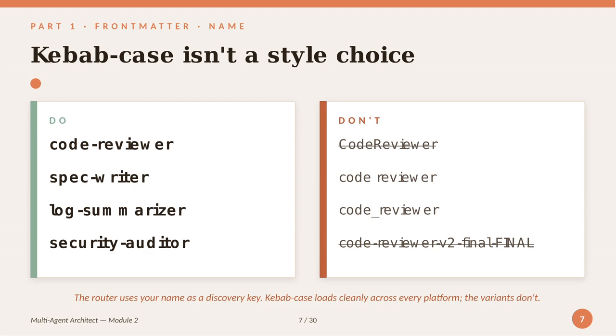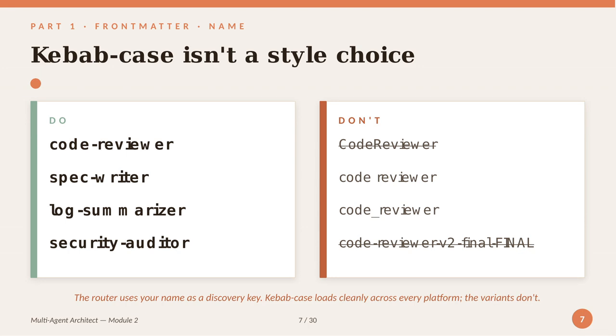On the right, the variants that look like they should work and don't. Code reviewer in Pascal case. Code reviewer with a space. Code_reviewer with an underscore. And the special favorite of every team that ships agents in a hurry, code reviewer, v2, final. I know it sounds aesthetic.